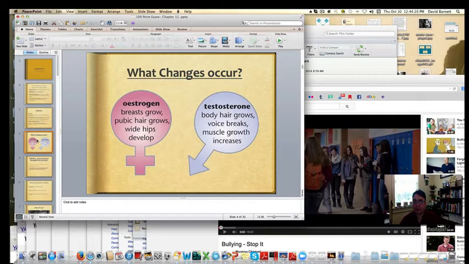What changes occur during puberty? In women, this is just a basic across the board. Your hormones start to change: estrogen in women, for men it's testosterone. Breasts grow, pubic hair grows. Your hips widen to prepare you for childbirth. And in men, with testosterone, your body hair grows, your voice breaks, muscle growth increases, and again for men, pubic hair grows as well.